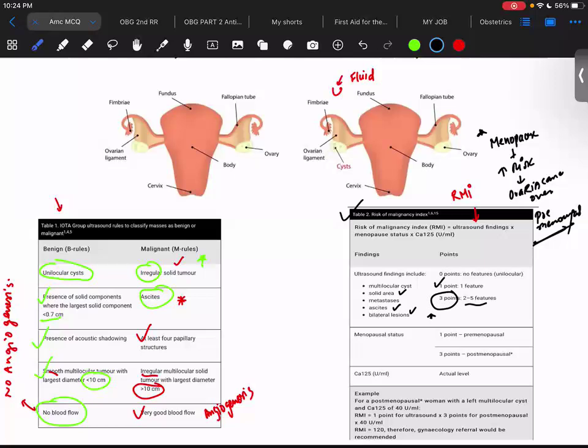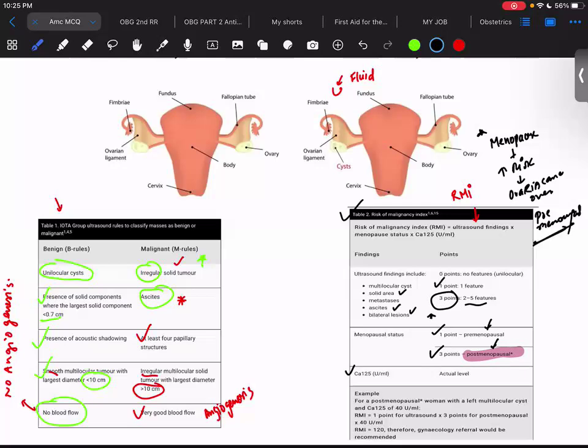Menopausal status: 1 point is given if premenopausal, and 3 points if the patient is postmenopausal. See, this is very important again. Then we have CA125, and we need to look at the actual levels. If it is less than 30, that's okay. If it is more than that, that's a problem. Basically a problem if it is more than 30.